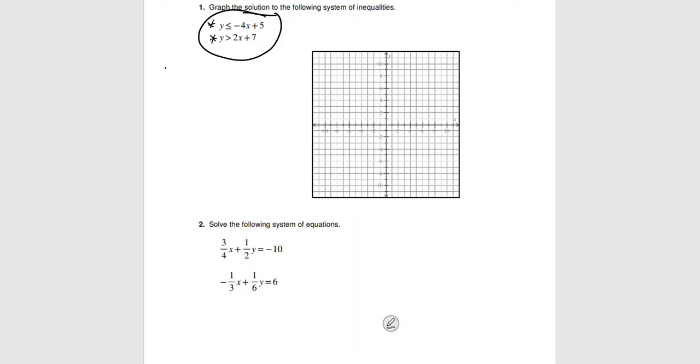So first step is to put both of your equations in slope-intercept form, which both of these equations are already in. We have y is less than or equal to negative 4 times x plus 5. We're going to put this negative 4 over 1. To graph this line, we know that it crosses the y-axis at 5, and then we know that the slope is down 4 to the right 1. So 1, 2, 3, 4.